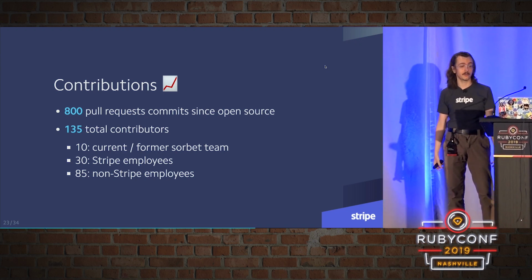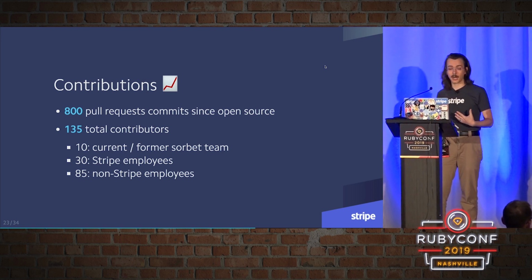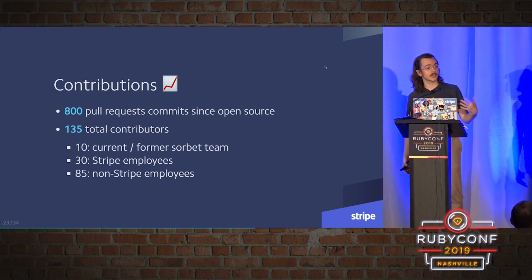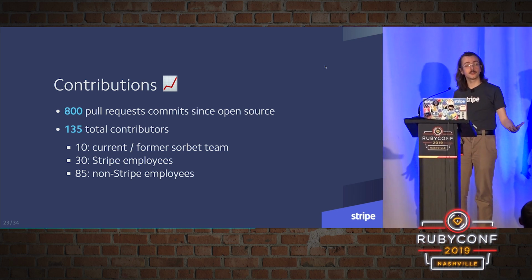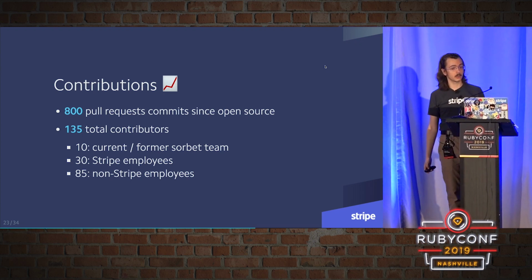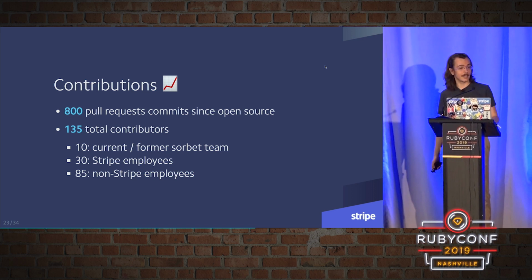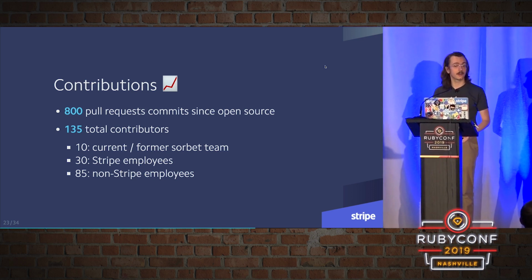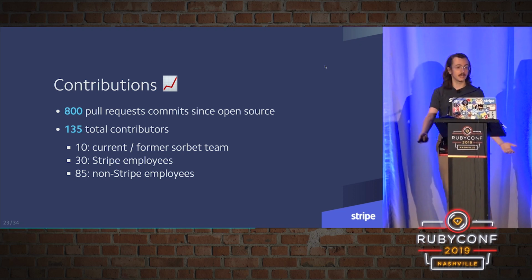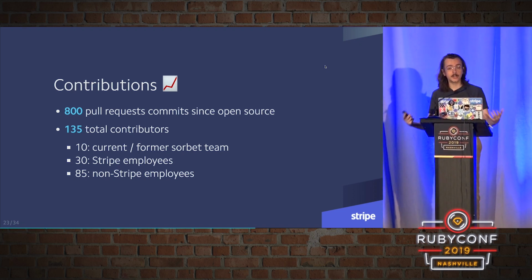Since we have open sourced, we have had more than 800 pull requests in the new repo that has been created for the open source. A lot of those pull requests are coming from people who are not at Stripe. We have 135 contributors who contributed to it. 10 of them are on the Sorbet team, either now or before. 30 are Stripe engineers, and 85 are non-Stripe engineers. They are coming from Shopify, Coinbase, Heroku, CZI, all companies. It's a great collaboration.